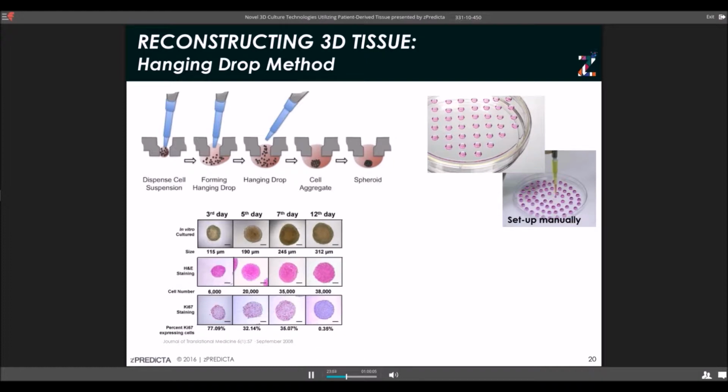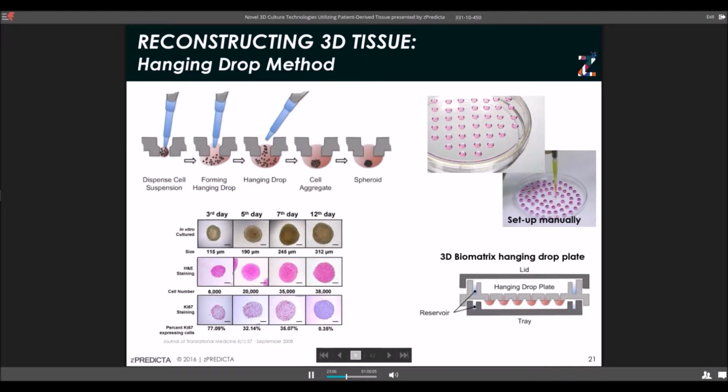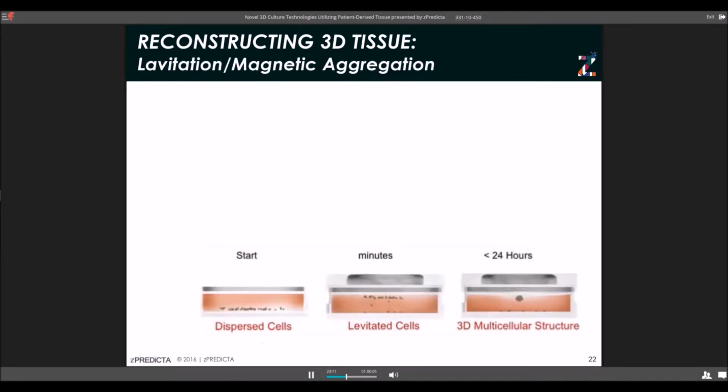and put little droplets of media in a dish, or you can use a 3D biomatrix type of plate for setup for hanging drops. Another method for aggregating cells is a levitation culture using magnetic levitation, where cells start out dispersed in the bottom of the plate. They have been attached to magnetic particles, and then when the magnet is applied, the cells levitate to the top of the culture, and then over time again form a spheroid, and depending on the shape of the magnet, the cells then can aggregate into clusters.